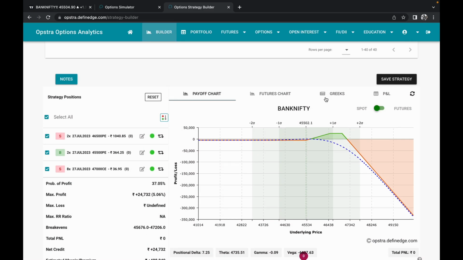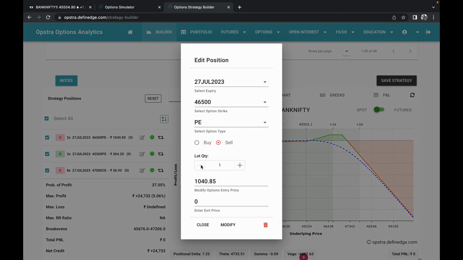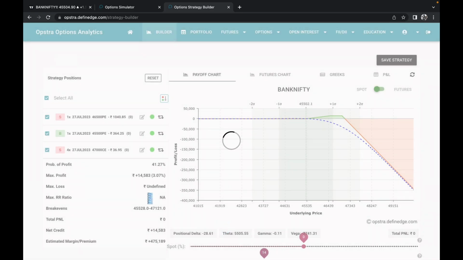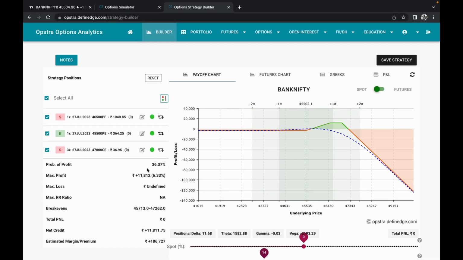This is what your payoff chart will look like if your view is very bearish. As you can see, you can make this strategy with a very low fund also. With around 2 lakh rupees, you can make this whole strategy, make around 11,000 rupees profit. And in the upside, the maximum loss is unlimited. And in the downside, the maximum loss is 3,000 rupees. So this is the payoff chart of the strategy.